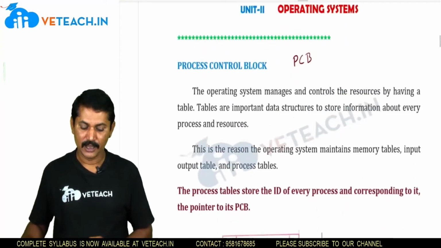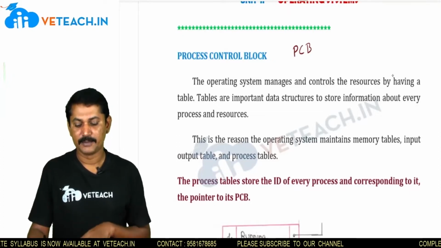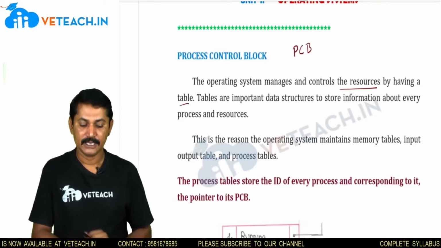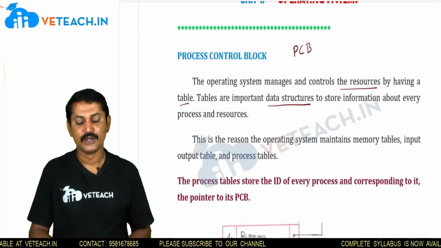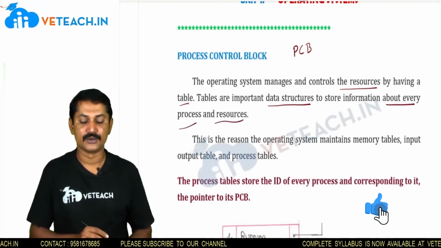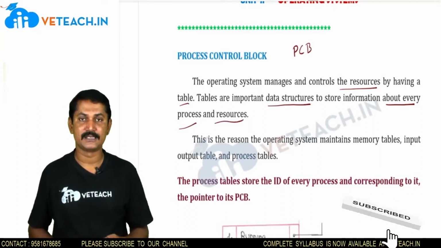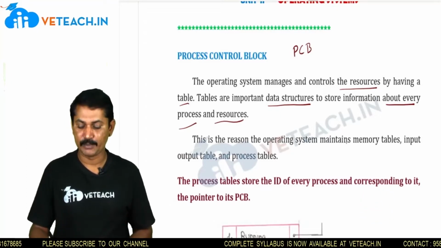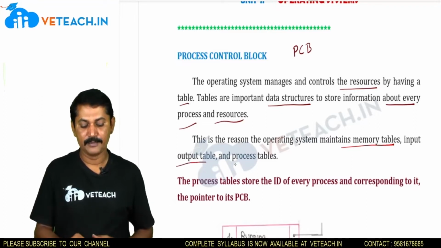Here you can see the operating system manages and controls resources, that means it controls the resources by having a table. Here the tables are implemented as data structures to store the information about every process and resource. That means what resources are allocated to the process and what processes are there for execution. This is the reason the operating system maintains the memory table, the input output table and the process table.